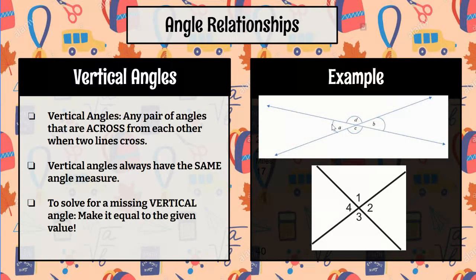Miss Reed down the hall, she taught me last year actually that we sometimes like to call these kissing angles because it looks like they are kissing. Okay, so if that helps you remember vertical angles, you can call them kissing angles.